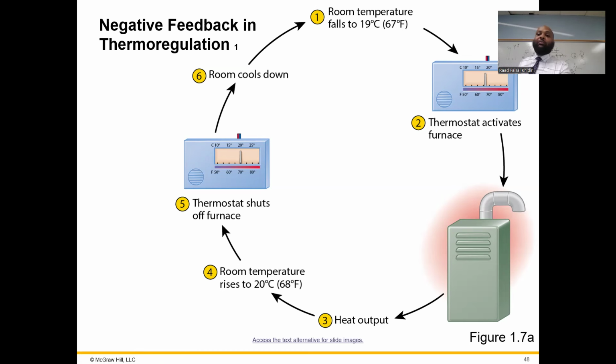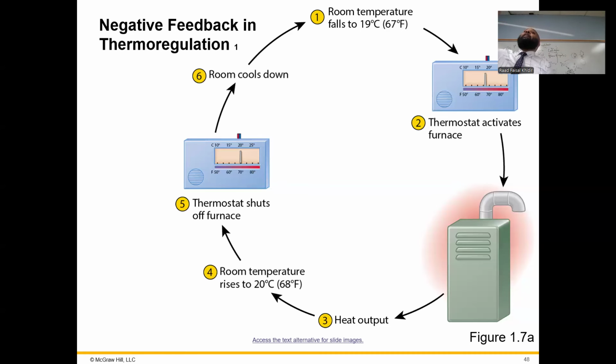Negative feedback. So the thermostat activates the furnace, not the AC, because if you turn on the AC, that would be positive feedback. But we turn on the thermostat. The thermostat is going to turn on the furnace. The furnace is going to bring the temperature up. And then when we reach the healthy range, we got to stop.